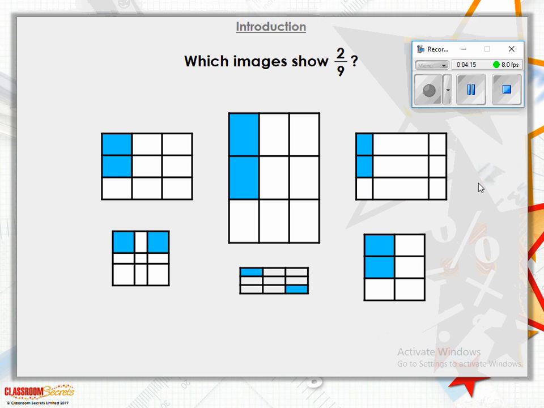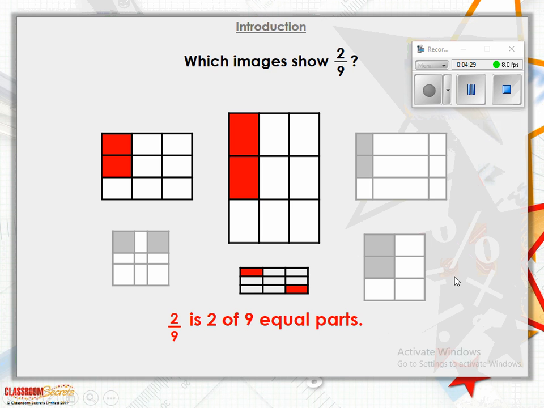Which images show 2/9? If we look at the answer, only 3 of the images show 2/9. Now they all show 2 parts shaded, but they're not all equal parts and they're not all 9 parts. Those 3 are all 9 equal parts with 2 parts shaded. This one and this one, the parts aren't equal, and this one is 2/6. Got 6 equal parts and 2 shaded.